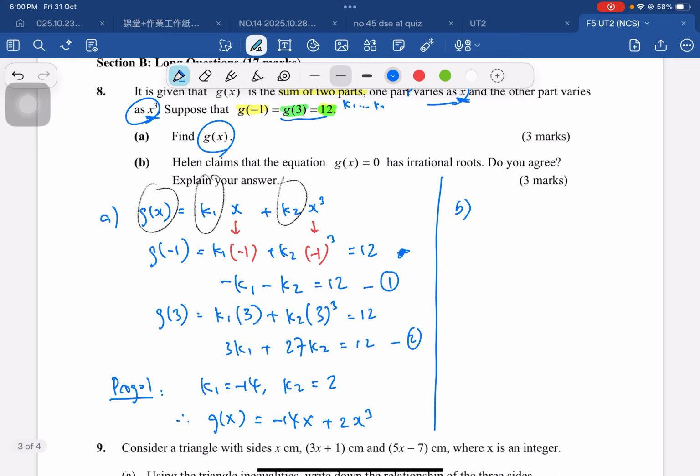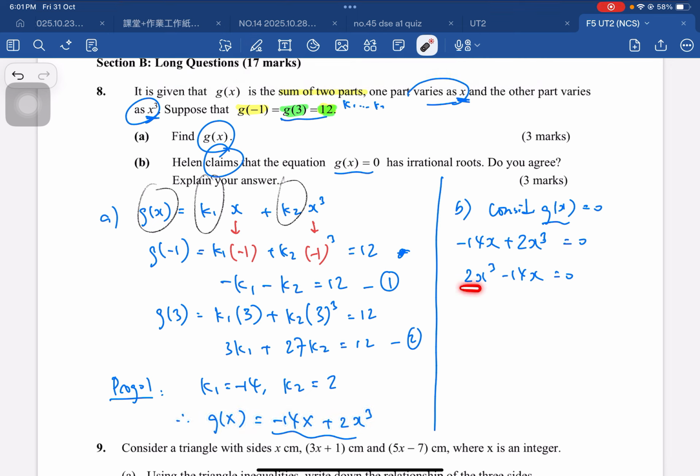And for part B, they're asking g(x) equal to 0, is there any rational root? So first of all, it just claims that it's not the truth. You need to consider about it. So we consider g(x) is equal to 0, but what is g(x)? g(x) is just replaced by negative 14x plus 2x cubed is equal to 0. So I make the power at the front, so make the x cubed to the front. So 2x cubed minus 14x equal to 0.